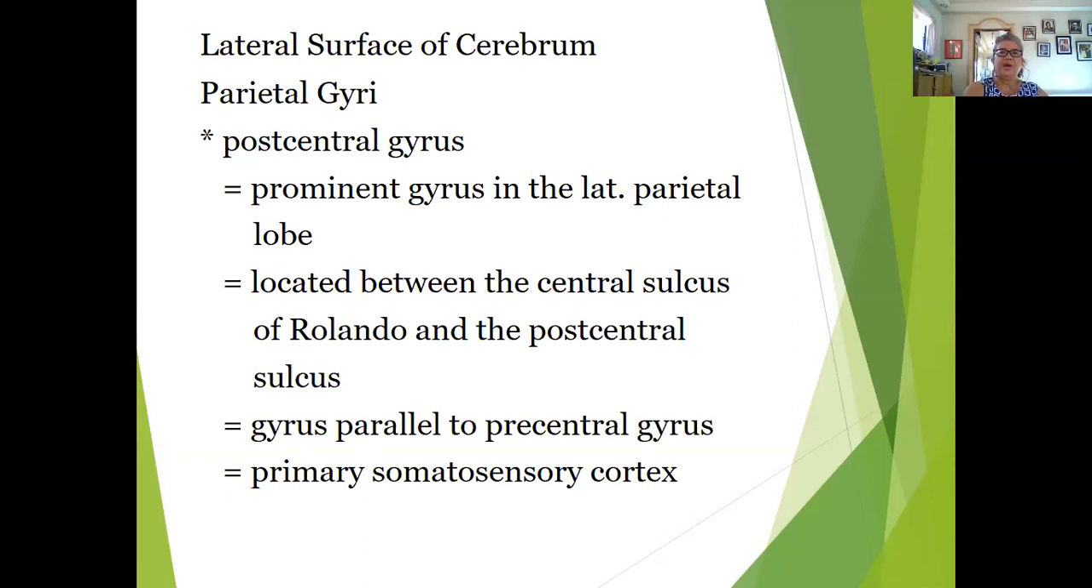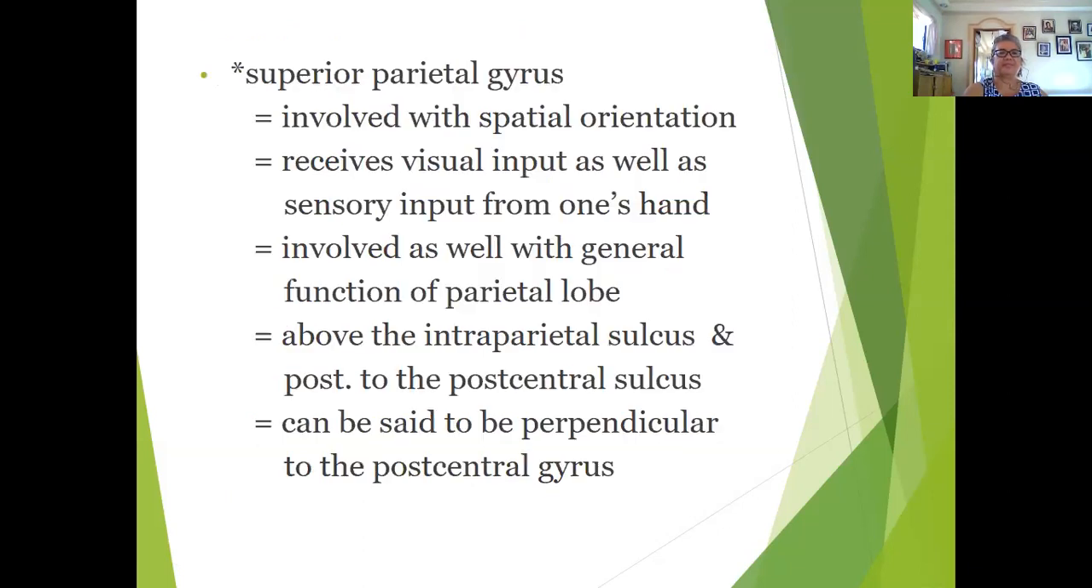So, if your postcentral gyrus is the primary somatosensory cortex, the precentral gyrus is the primary motor cortex.